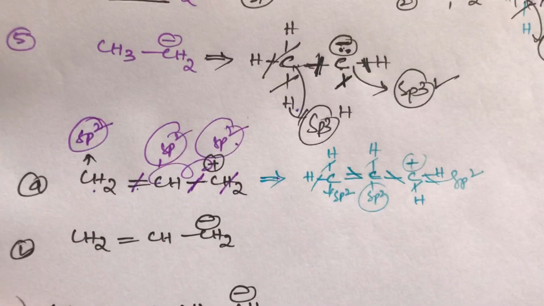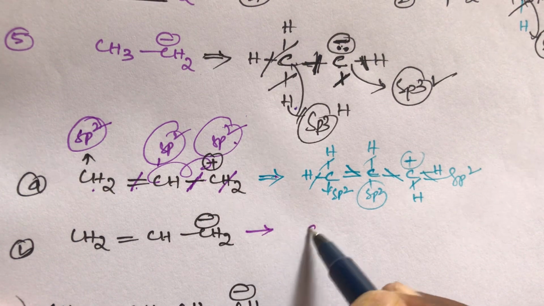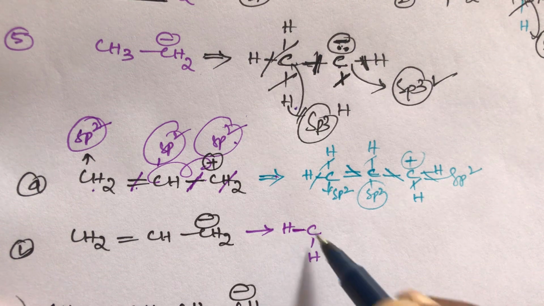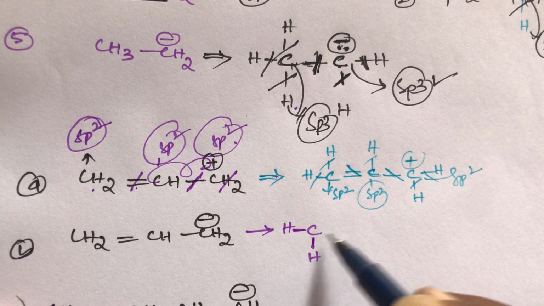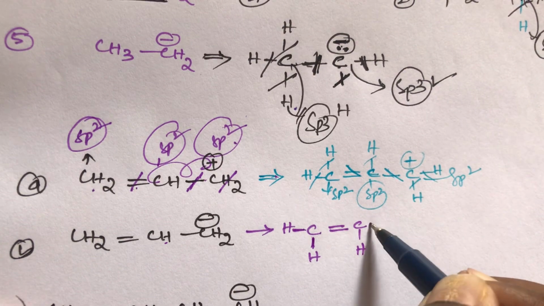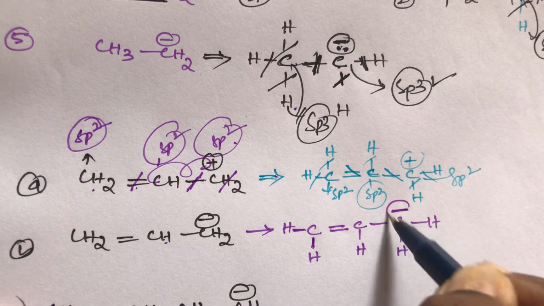Now take the second example, student. I am writing the second example here. CH2 single bond Cl single, then double bond. This carbon also has 1 hydrogen here, and this carbon also has 1 hydrogen here, 1 hydrogen here, and 1 negative charge is there.